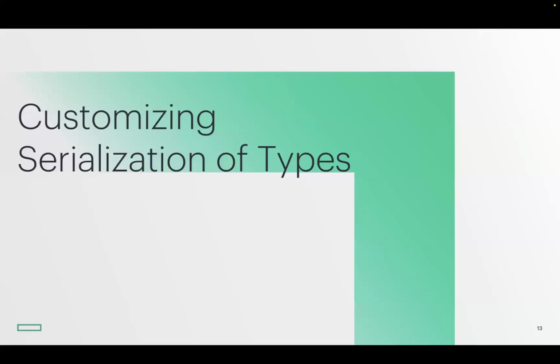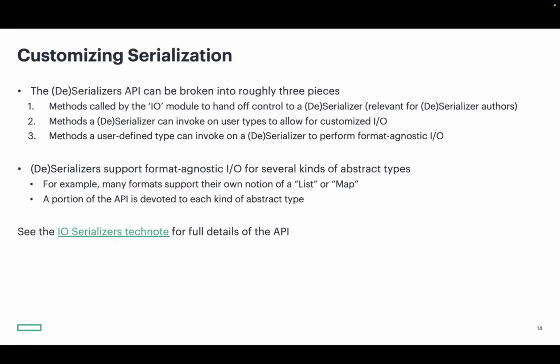Okay. So diving into some of the more interesting stuff, which is the customization of how types are serialized. Now we're getting into the broader serialization API in Chapel, and that can be broken into roughly three pieces. The first piece is more relevant for implementers of serializers, and these are the methods called by IO to hand off control to that serialization implementation. It's the second two pieces that we're most interested in at the moment.